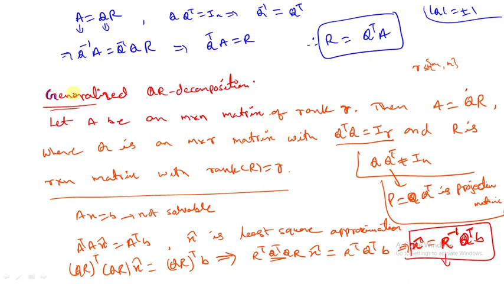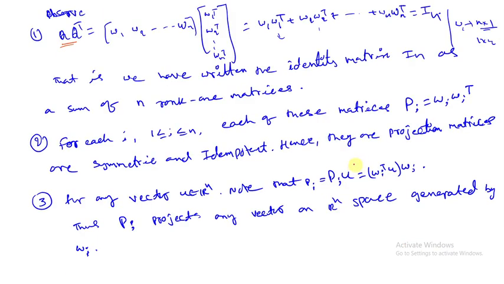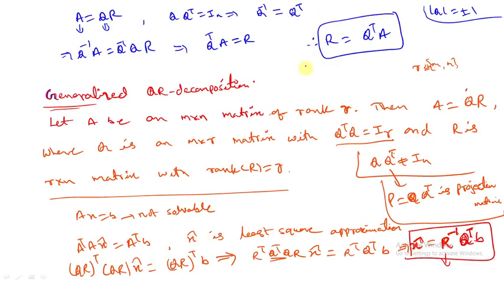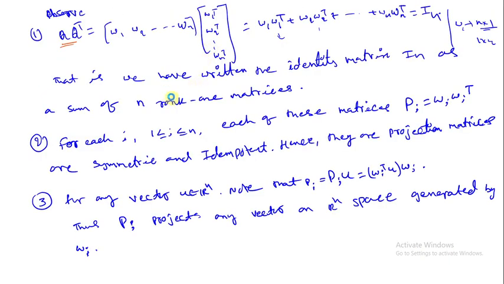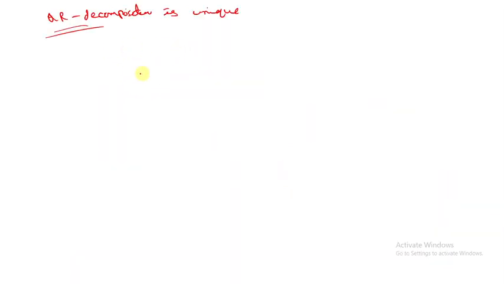And one more thing, this decomposition: I'll just give an idea. The decomposition is unique. Mostly we take this unique case when A is a square matrix. Unique, it is simple.